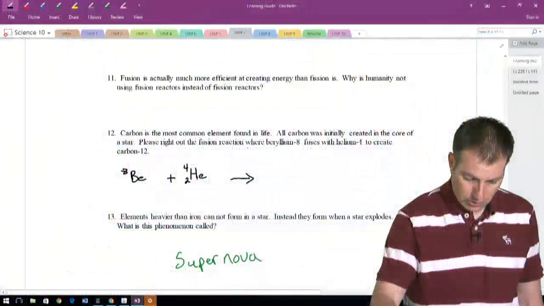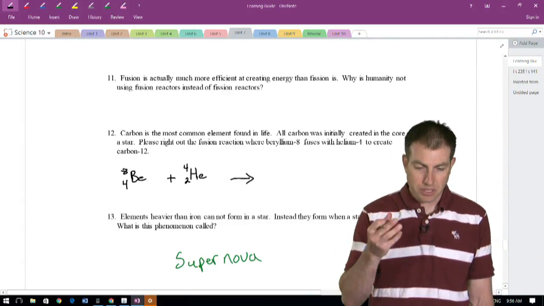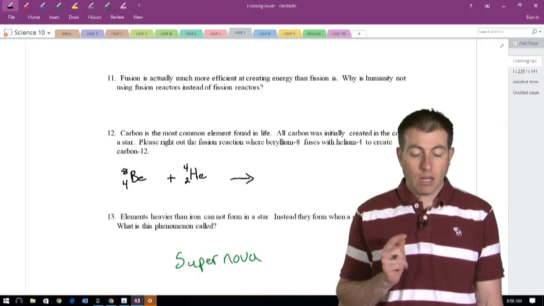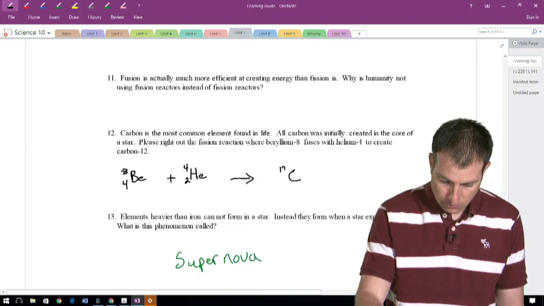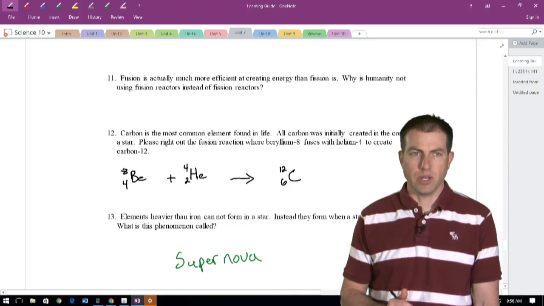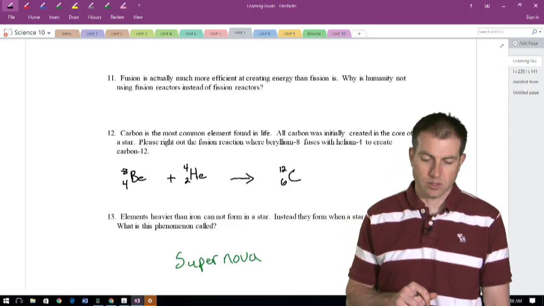All right, so I'm going to get rid of that. How do I know? Well, beryllium Be is always going to be 4. That's the 4th element on the periodic table. Helium is always going to be 2. It's the 2nd element on the periodic table. I also know that I'm producing carbon-12, and carbon with a mass of 12, carbon is element 6 on the periodic table. So I look up, find carbon, top right or top left corner, it's number 6.